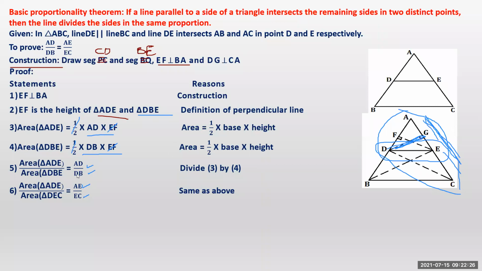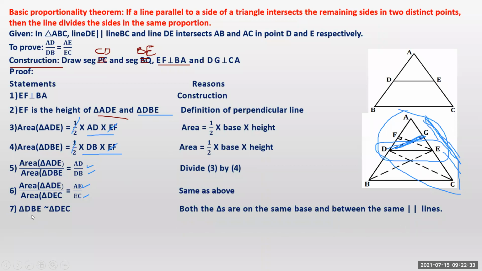Now you'll have to get some common between these two. Understand? Now check. Triangle DBE is similar to triangle DEC, as both the triangles are on the same base and between the same parallel lines. When two triangles lie between the same parallel lines and have the same base, the two triangles are similar.